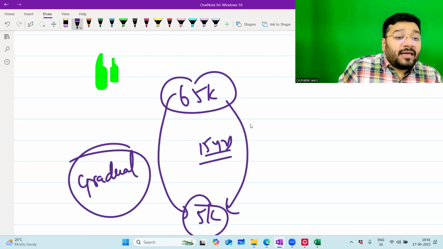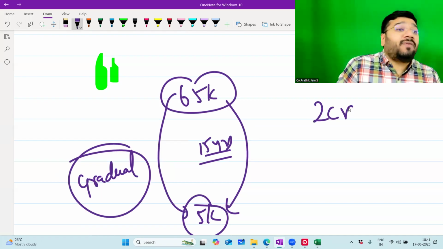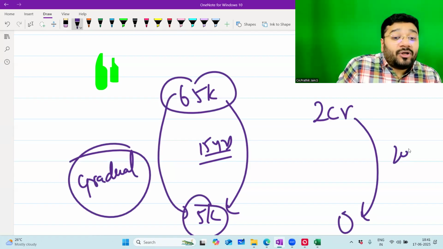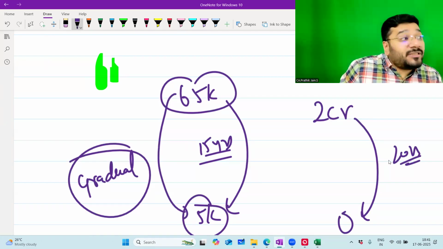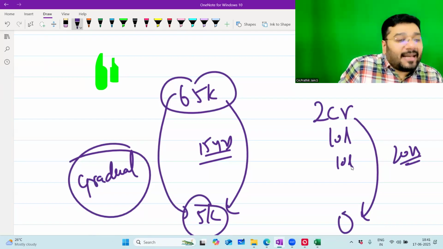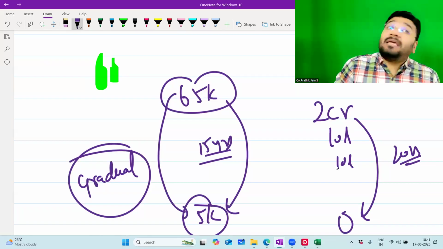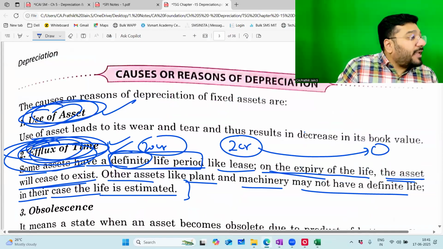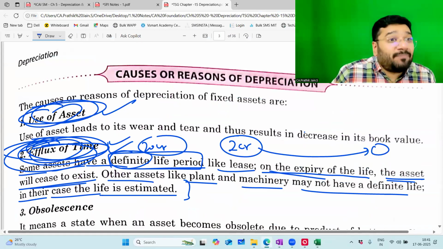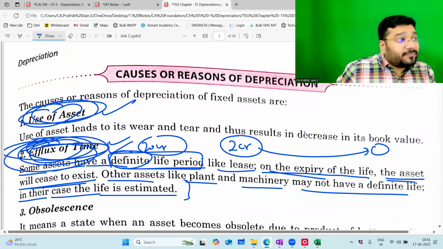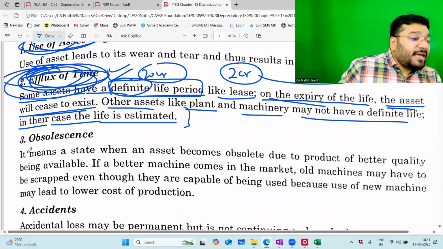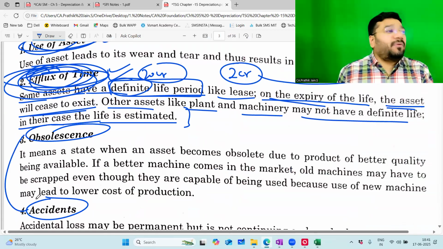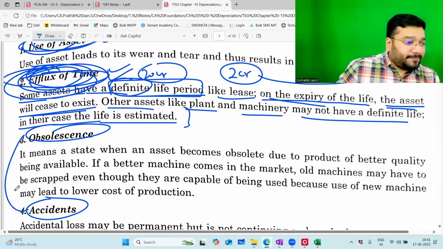Same way, in case of efflux of time, 2 crore worth of asset became zero. How much time it took to become zero? 20 years. So every year, how much did you reduce? 10 lakh, 10 lakh, 10 lakh. So here also fall was steep or gradual? Gradual. So in case of use of asset and efflux of time, the fall in the value of the asset is not steep. It is gradual. Whereas in the case of obsolescence and accident, the fall in the value of the asset is very steep. Why? Now we'll discuss in some time.